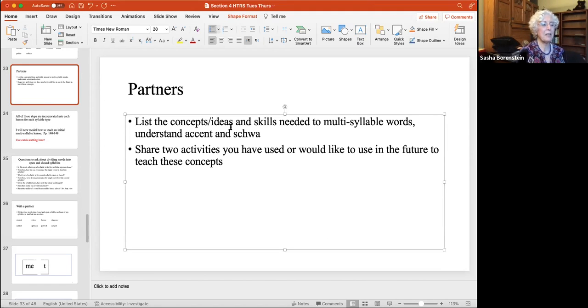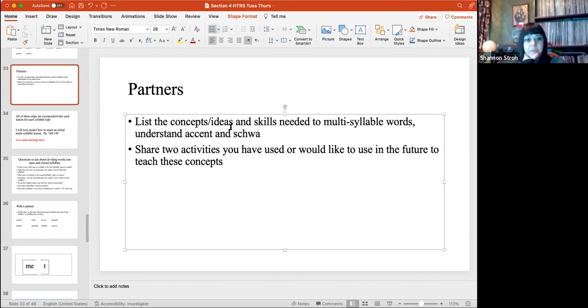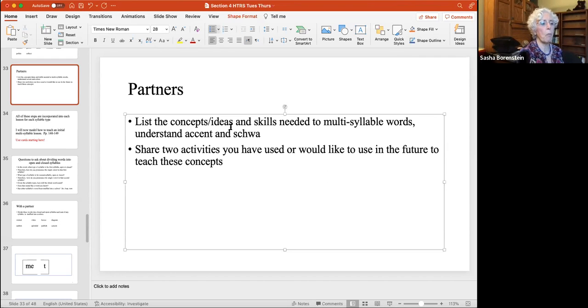Okay. Shannon, what did you put down for a concept, idea, or skill? The open syllable versus the closed syllable. Okay. And I cannot tell you how many times when I teach open and closed that people generalize that any vowel that is followed by a consonant is closed. It happens so often, but it isn't. For closed, you must have a single vowel. That's the only kind of vowel you can have in a closed syllable.